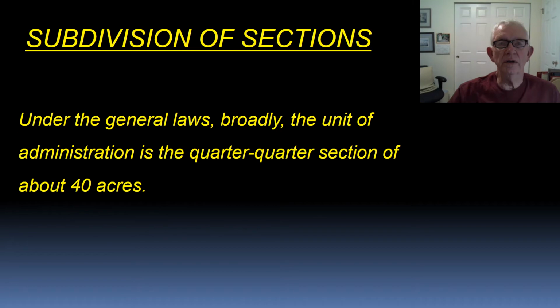Now, under the general laws, broad terms, the unit of administration is the quarter section. That is, you would divide the quarter section into 4 aliquot parts as well. And that would be the quarter section. And that's usually the smallest area that the government is going to deal with. And there are exceptions to this, and when we get to those exceptions, we'll certainly talk about them.